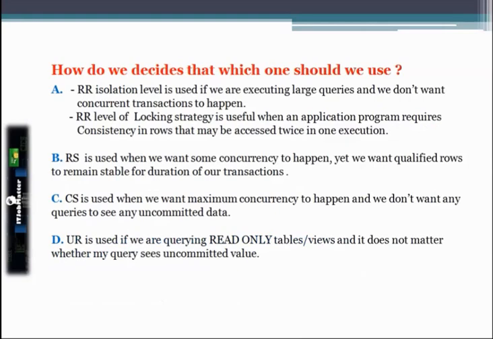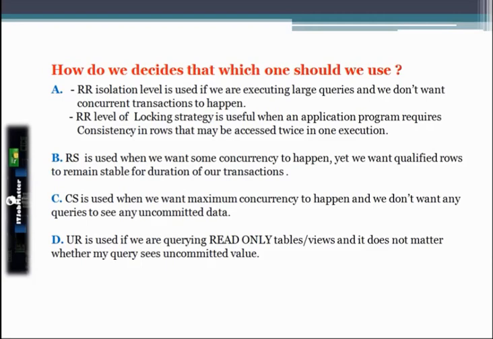Friends, now the question comes, which isolation levels should we use and when? So here is the answer. We should use repeatable read level of isolation if we are executing a large query and we don't want concurrent transactions to happen. RR level of locking strategy is also useful when an application program requires complete consistency in rows that may be accessed twice in one execution.